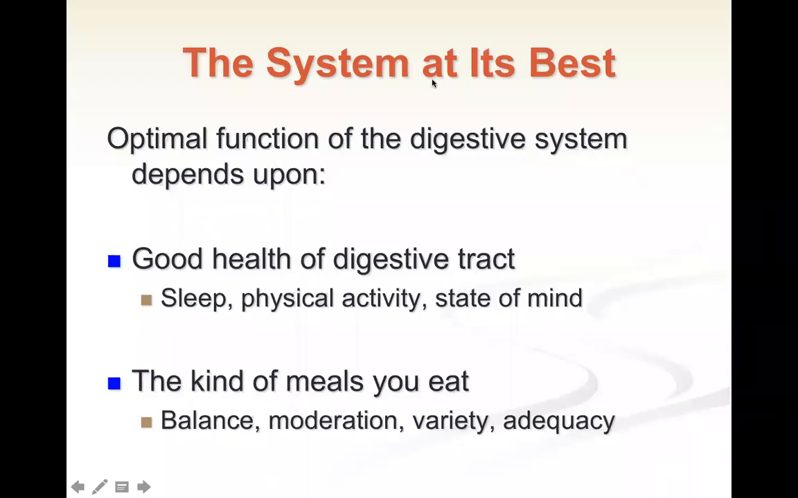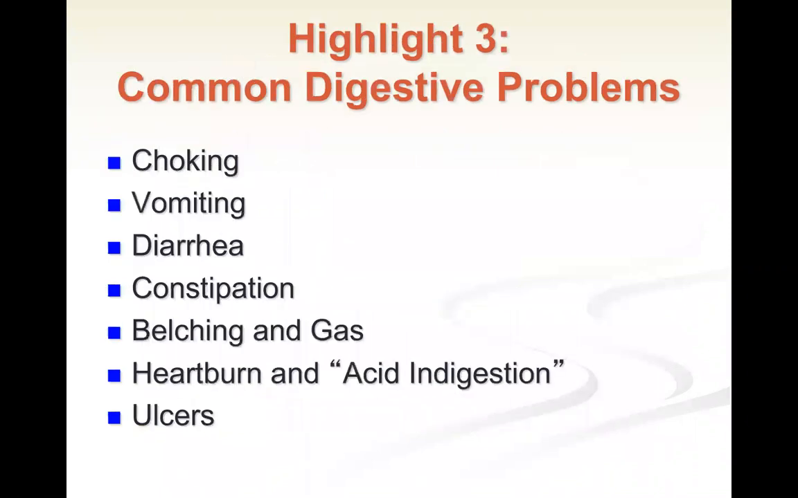When is the system working at its best? Your GI tract will work at its best when you get good sleep, when you're active, when you're mentally healthy, and depending on the type of meals you eat. So you need balance, moderation, variety, and adequacy. We're going to talk about some common digestive problems. Actually, we're mostly going to focus on just a couple of them, but you can read more about all of these in your book.